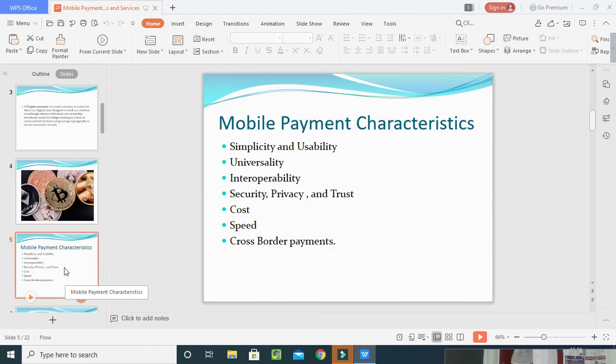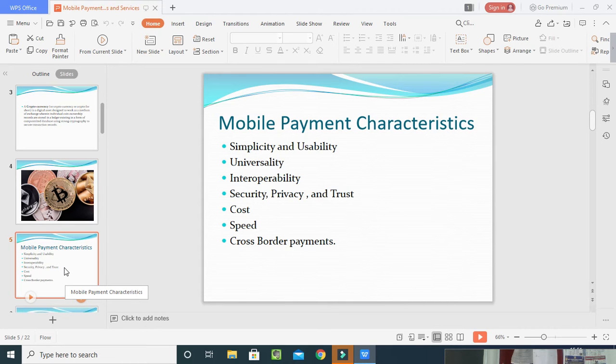Coming to the second characteristic of mobile payment, that is universality. That means people all over the globe are utilizing the same service. If I'm sitting in Hyderabad and my brother is in Dubai and needs some amount, I can go with PhonePe or with the help of mobile payments.